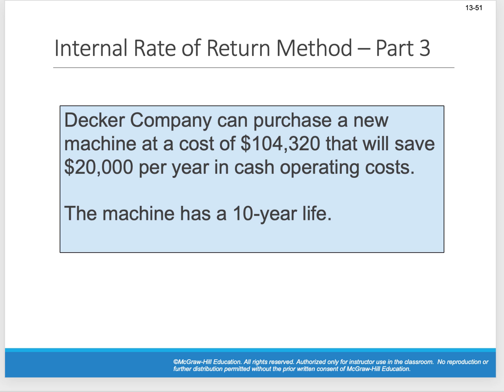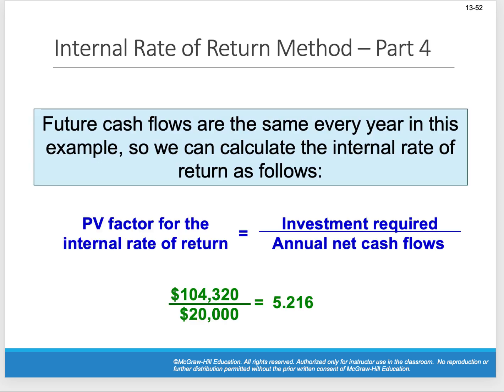And they tell us that the machine has a useful life of 10 years, right? Again, that's an estimate, right? Are we going to use the machine for more than 10 years? Probably, possibly, right? So how do we calculate the internal rate of return?